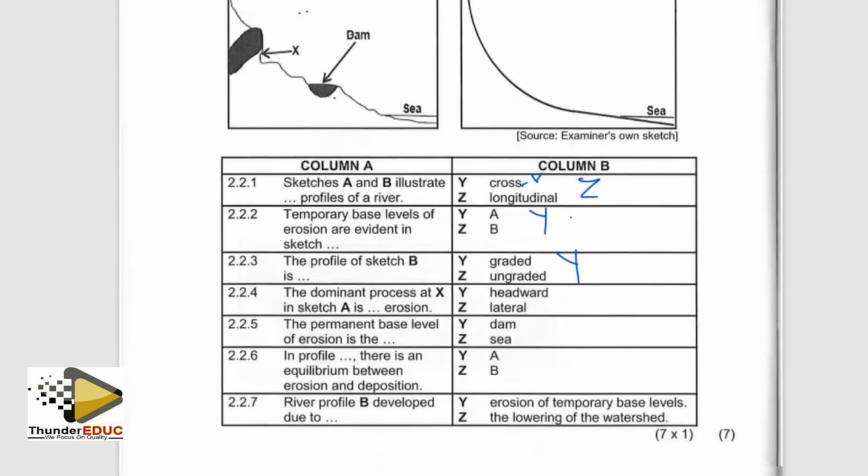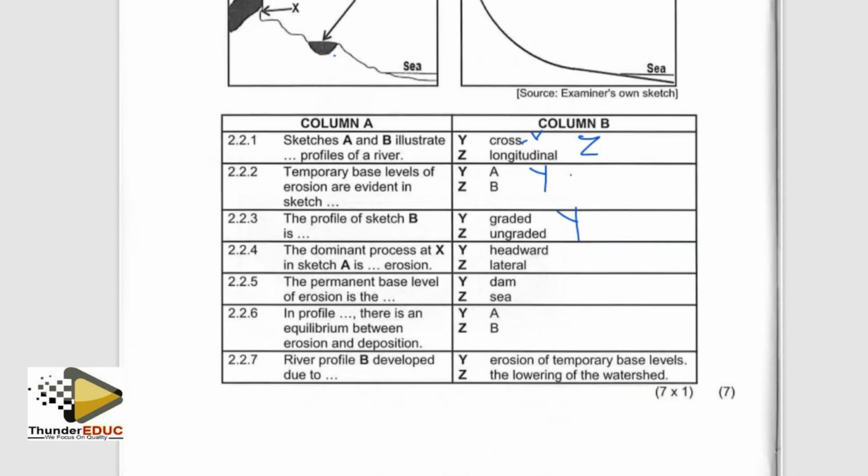Then we say the dominant process at X. We look at X here. The dominant process at X in sketch A is dash erosion. It can't be lateral. Lateral means the sides, the river widens, becomes bigger. Headward means it erodes going back to the source or upstream. So that means the answer is Y, because when it erodes here, it goes back to the source or upstream.